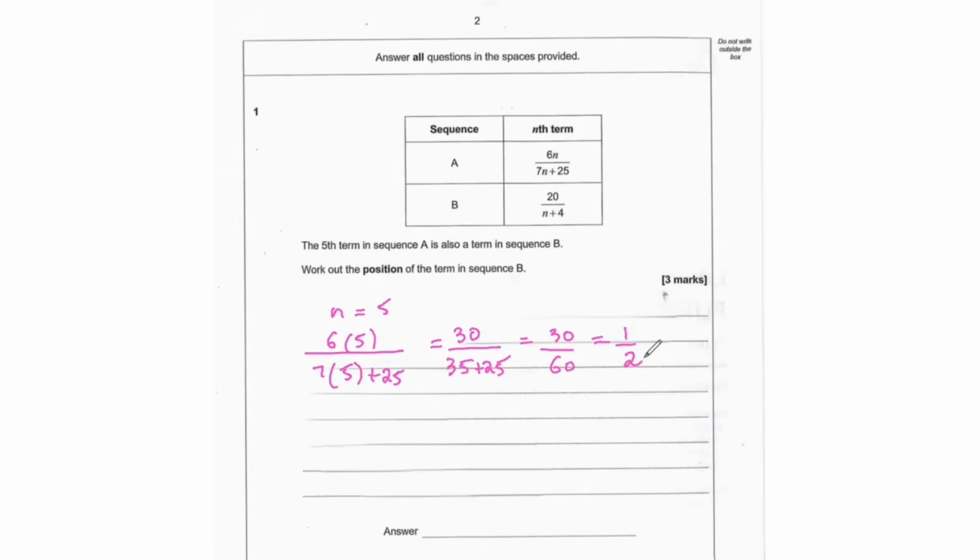Now, this is also a term in sequence B, but we don't know what the position is. So we put the nth term equal to this to find the value of n. So 1 over 2 equals 20 over n plus 4. n plus 4 equals 20 times 2. Cross multiply. n plus 4 equals 40. n equals 40 minus 4, and that's 36. So this term is the 36th term for sequence B. That's your answer.